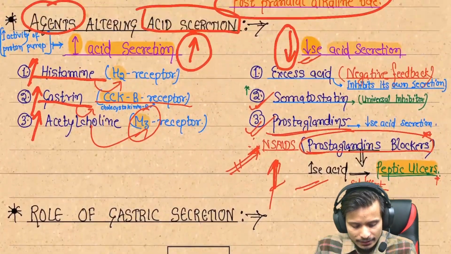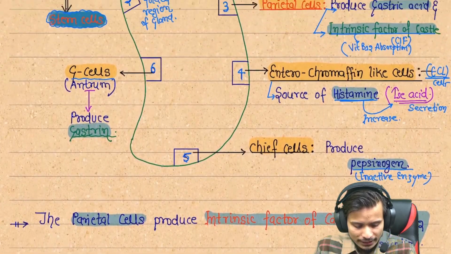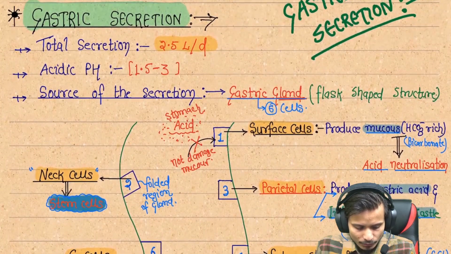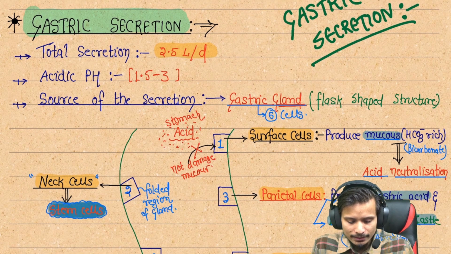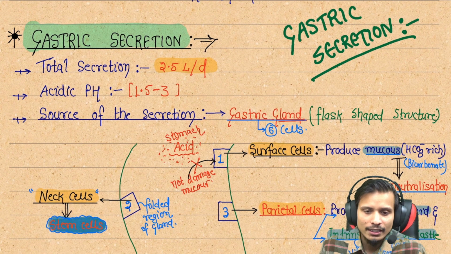In this part, as I already told you, we are only going to discuss gastric secretion, and we finished it here. In the next part we are going to see the different types of secretion, like pancreatic and bile secretion, and other secretions in the digestive system.